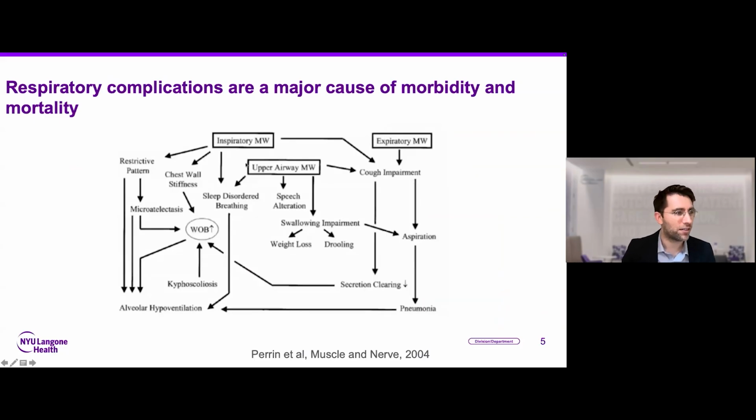This is a very complicated graph that I don't want us to get too bogged down in, but I just wanted to point out that inspiratory muscle weakness here again can lead to stiffness of the chest wall and inability to expand the chest to breathe in. It can lead to problems with your breathing during sleep and can increase your sensation of shortness of breath in your work of breathing, all of that leading to that process I referred to earlier of hypoventilation or taking small breaths in. Similarly, expiratory muscle weakness leads to that impaired cough, which ultimately will lead to an increased risk of pneumonia. And then finally, those bulbar muscles being weak in the upper airway leads to swallowing impairment and again, increased risk of aspiration and pneumonia.